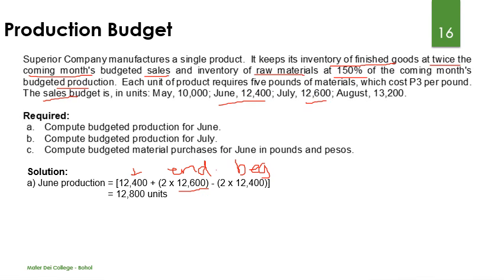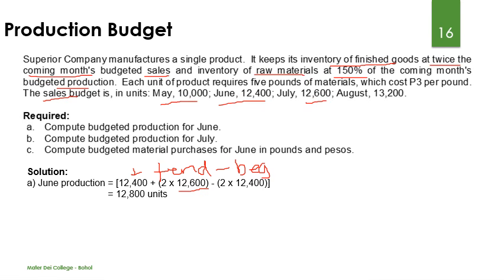And the same process in the purchases budget. Remember that we deducted the beginning inventory. And what would be our beginning inventory? Remember, our beginning inventory for the current month is the ending inventory of last month. So since we're in June, what would be our beginning inventory? The beginning inventory for June is the ending inventory in May. And what would be the ending inventory in May?